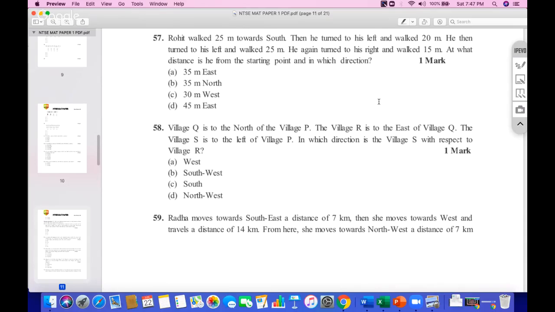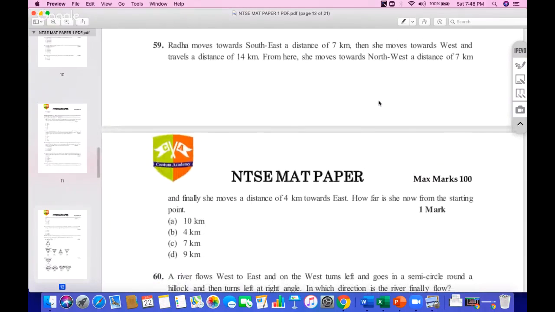So you are saying 57 is A, and 58, few of you are saying B and one of you is saying D. So 57 is definitely A and 58 is B. So let's go to 59 and 60 and then we'll stop. Stop means we'll stop.